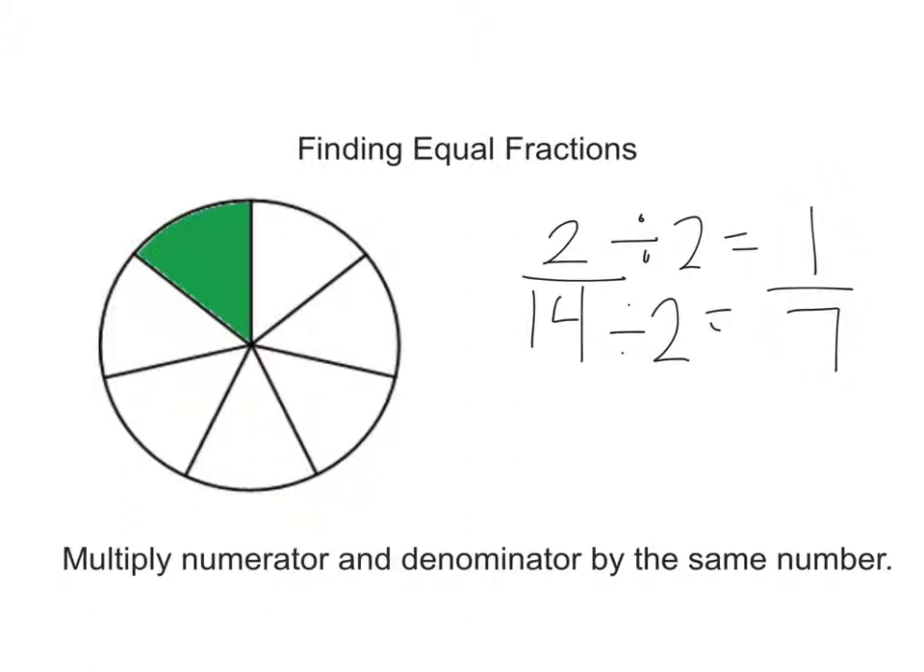So we modify our rule as multiply or divide the numerator and denominator by the same number. We always want our work to look just like this. A number on the top and bottom, and dividing or multiplying on the top and bottom. Please make sure that you are using the same number when you do so.